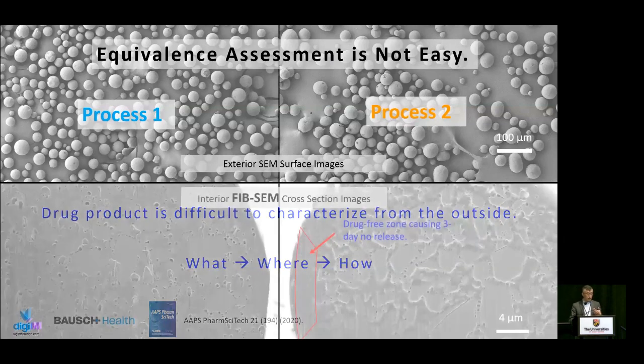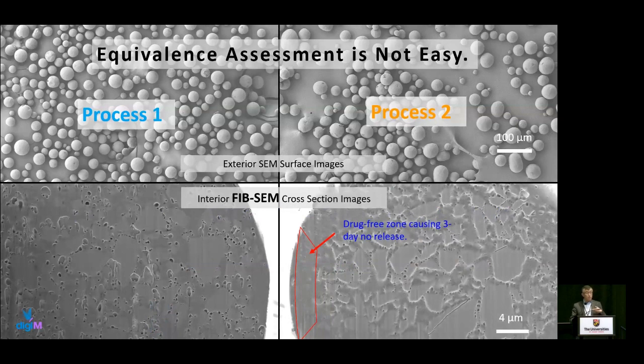If we introduce additional technology to open them up, in this particular case a focused ion beam to create artifact-free cross-sections, now we can clearly see the interior of these microspheres. We have the minocycline crystalline particles corresponding to process one, evenly distributed and uniform, while the particles in process two are further encapsulated and buried inside the microsphere. And we have a drug-free zone, which is causing a 3-day delay of the drug release.